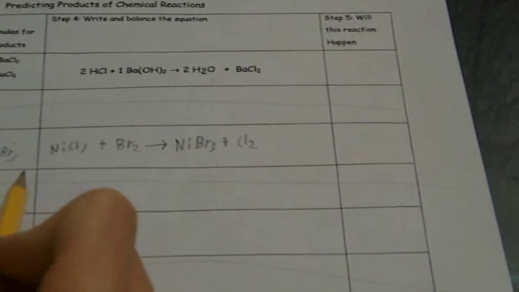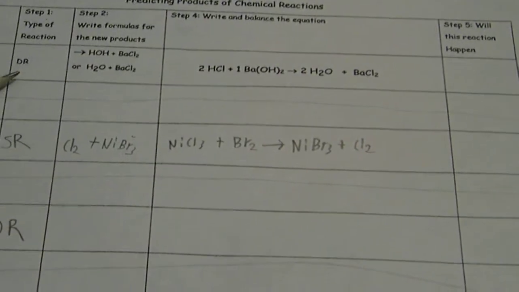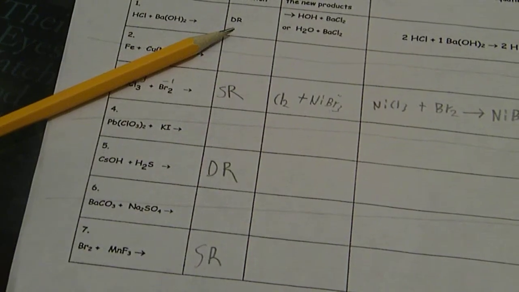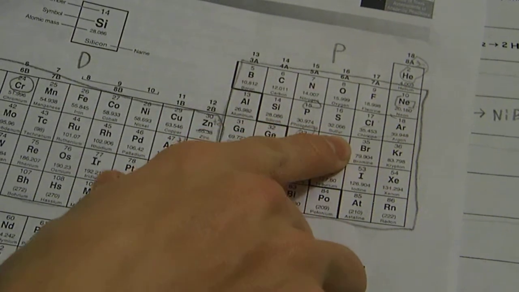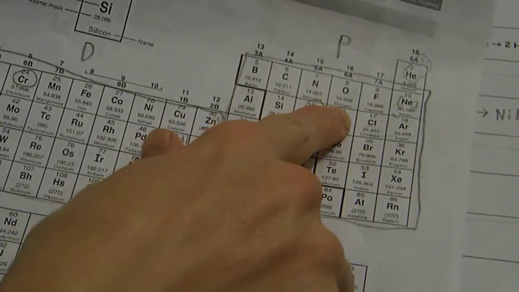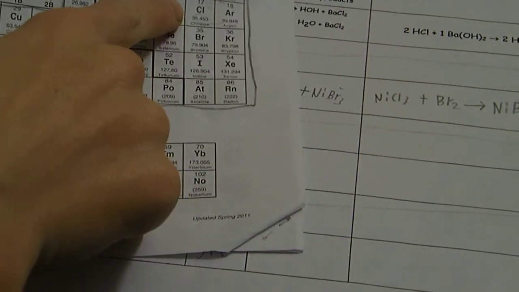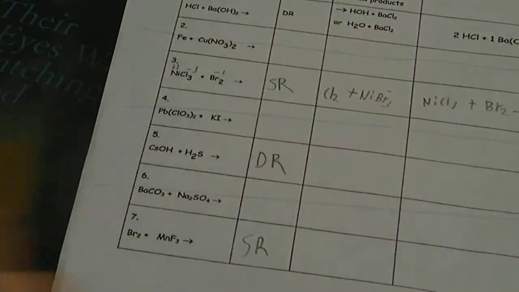Since in the single replacement the replacing being done is by 2 nonmetals, we check on the periodic table instead of on the reactivity chart because it's 2 nonmetals. So if we look here, Br has less power than Cl has. So Br couldn't beat out Cl. So we know the reaction could not happen.